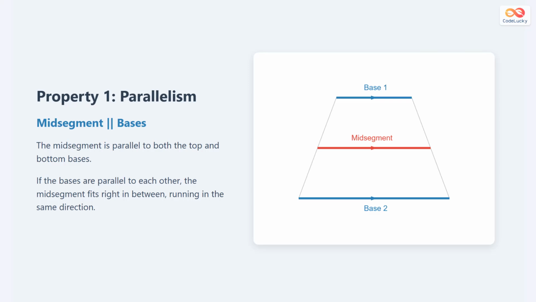The midsegment has two very important properties. The first property is that it is always parallel to the bases. Since the top and bottom bases are already parallel to each other, the midsegment runs perfectly in the same direction, right in between them.